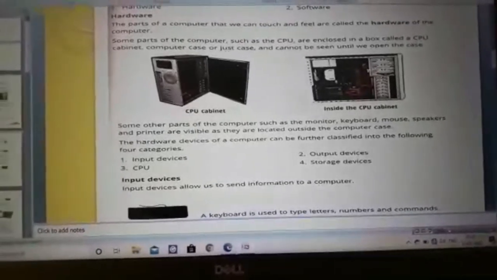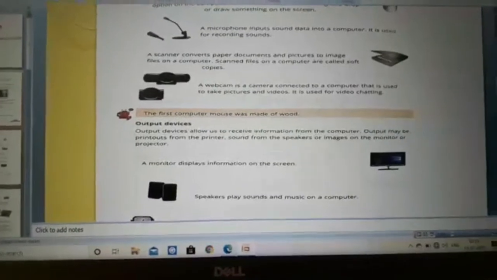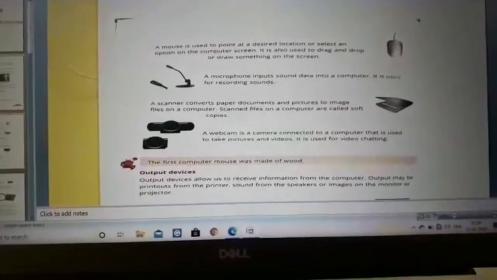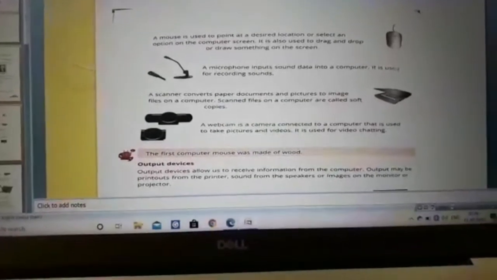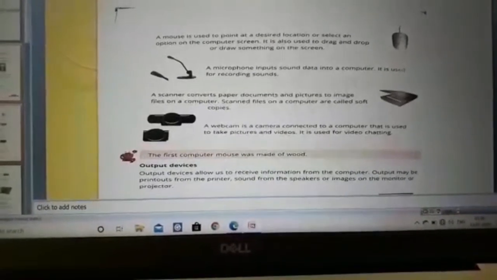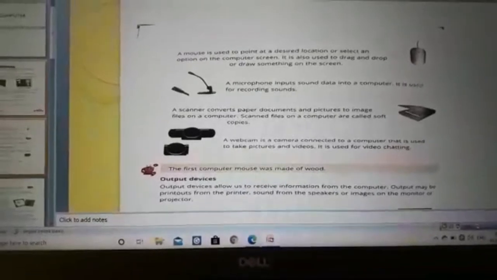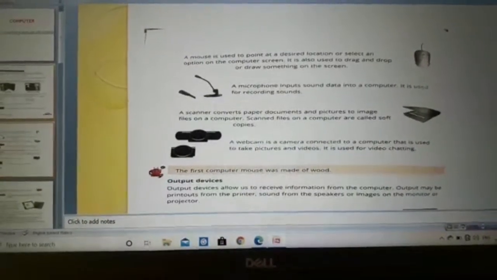The other one is mouse. Okay, you know mouse is called pointing device and it has generally 2 or 3 buttons. Yes, mouse is also an input device. A mouse is used to point at a desired location or select an option on the computer screen. It is also used to drag and drop or draw something on the screen.